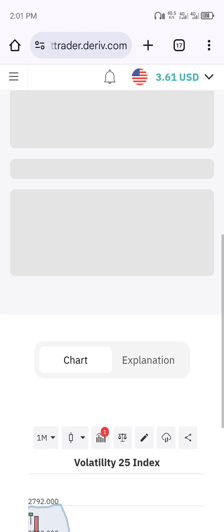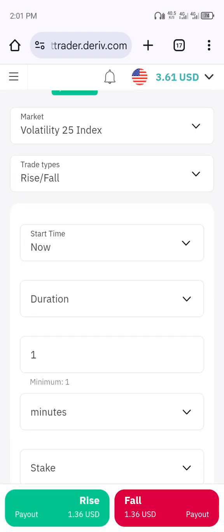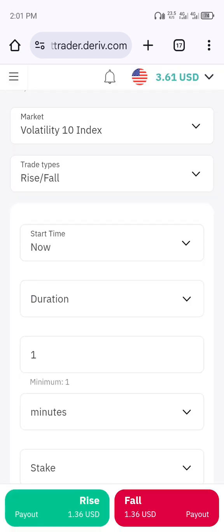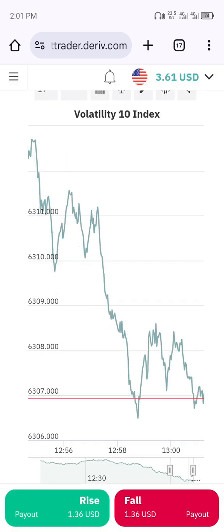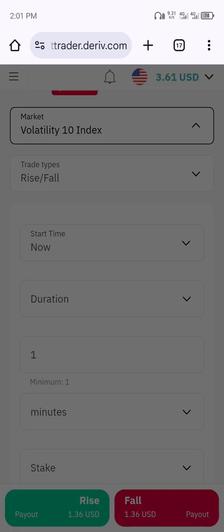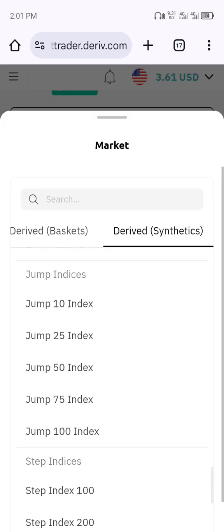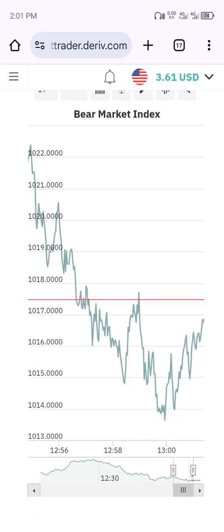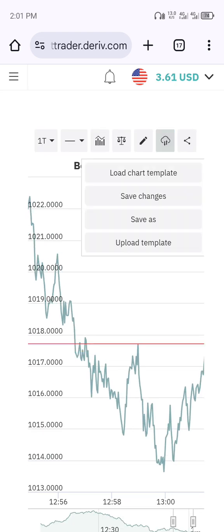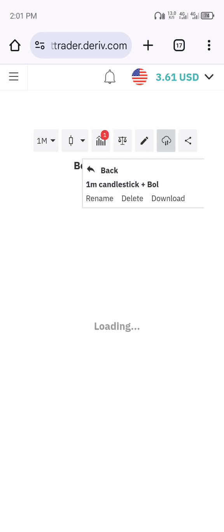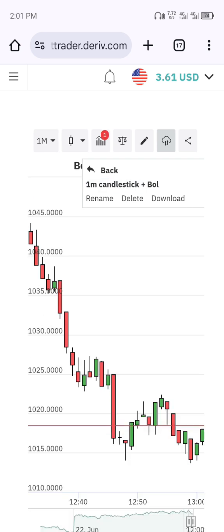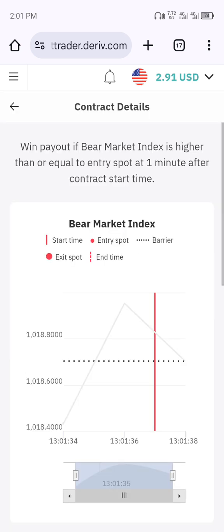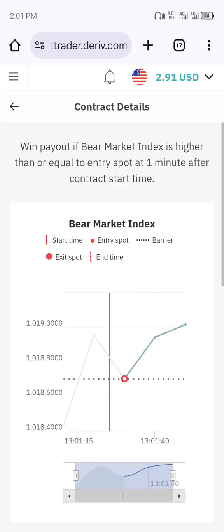Let me check another market. We keep selecting between markets. We are looking for a smooth market to place our trade. It's a short time interval trading, so you need a market that is a bit smooth and well trending. I happen to see a retracement here and I've seen a confirmation candle, so I waste no time. I just place the trade immediately.